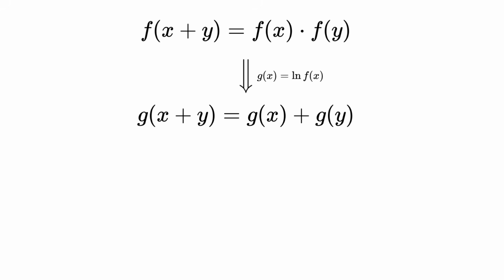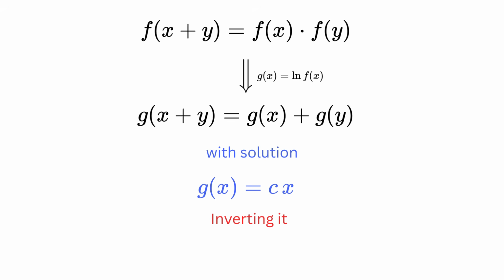And if f is continuous, then g is continuous too. Therefore, the general solution for g is c times x, with c being an arbitrary real number. Applying the inverse transformation, we find that f is an exponential function with base b, where b is any arbitrary positive real number. And with the last statement, we have concluded the first method. We are moving to the second method.